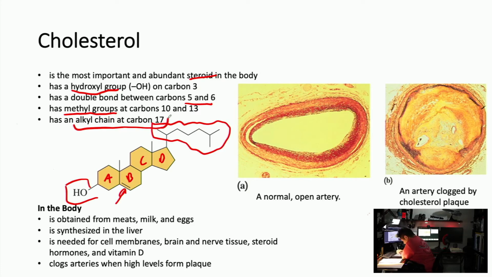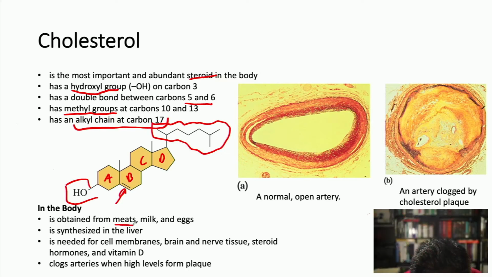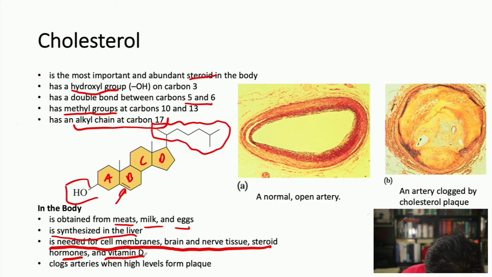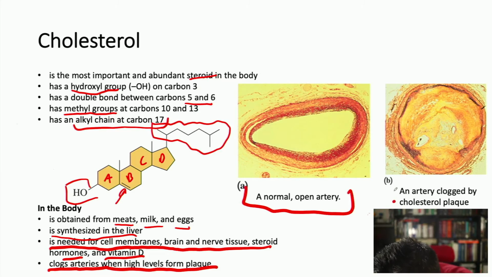So, they are present in meat, milk, and eggs. They're synthesized in the liver, and it is needed in cell membranes, brain, and nerve tissue, and steroid hormones, and vitamin D. But it also clogs arteries when there are high levels of plaque form, right? So here we have a nice clean open artery, and here we have an artery clogged by cholesterol plaque. You definitely don't want that.